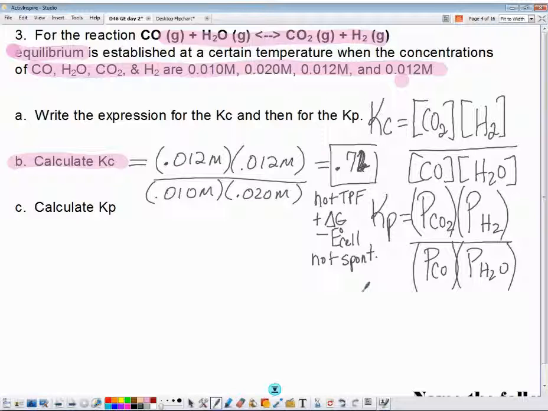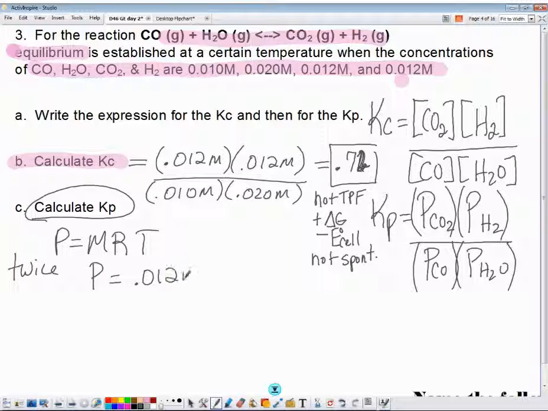Awesome. Okay. Now, to get the Kp, you technically are going to have to do pressure is equal to molarity times R times T twice because you need the P's to be able to plug in. Yes? All right. So we're going to say pressure is equal to 0.012 molarity times R, 0.0821, times an understood temperature, if they don't give you one, of 298. All right, Kyle, what did that pressure come out to be?